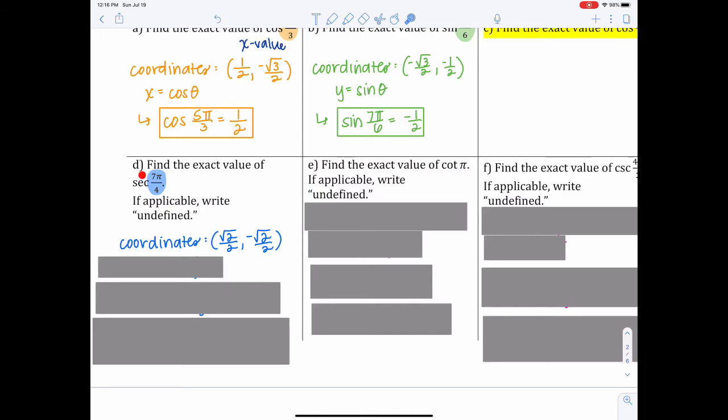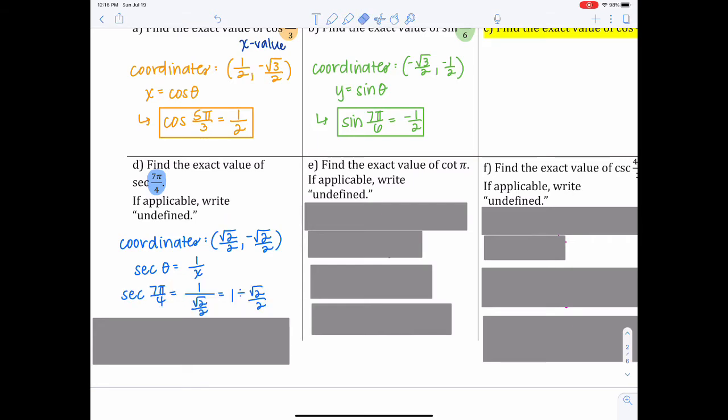Secant is the reciprocal of cosine, so we know that secant of theta is equivalent to 1 over x, because again, x is cosine. So if we look at our x value, we have rad 2 over 2, and we want to take the reciprocal of this. So what does that mean? We have the secant of 7 pi over 4, which is what we're looking for, is equivalent to 1 over the x value, which is square root of 2 over 2.